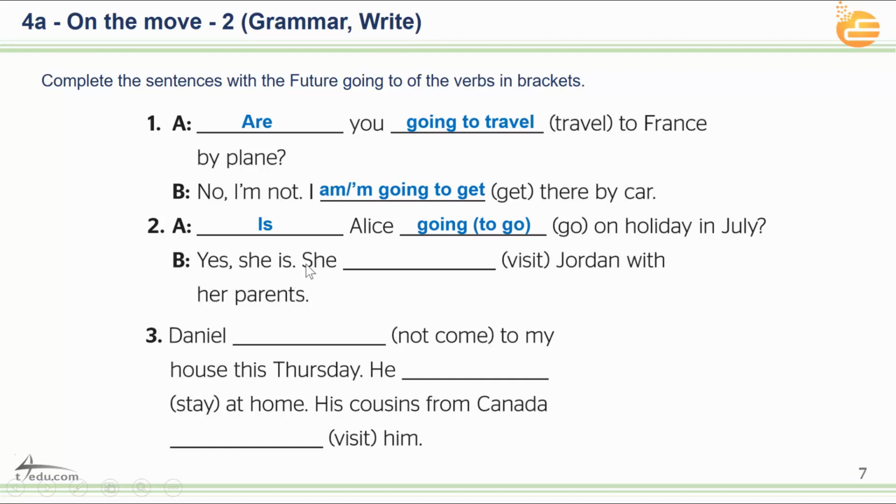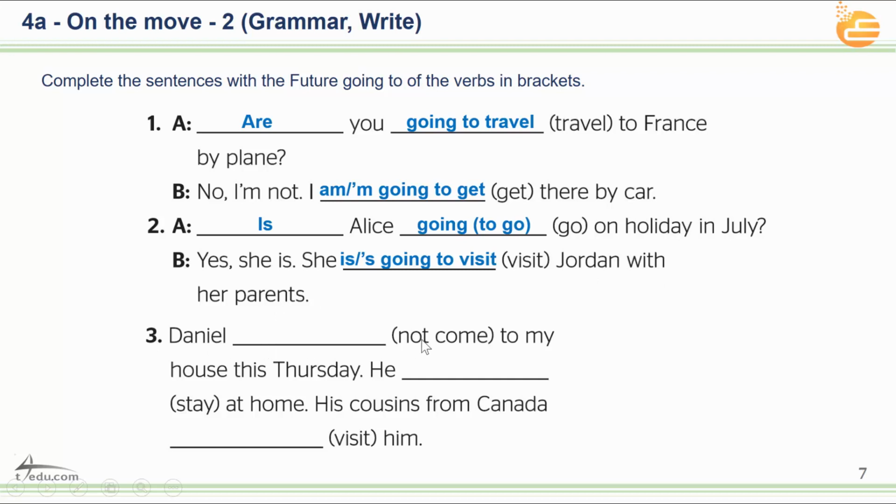B. Yes, she is. She visit Jordan with her parents. So what do you think? What should we say? Yes, she is going to. She is going to visit. Exactly. She is or she's going to visit Jordan with her parents.